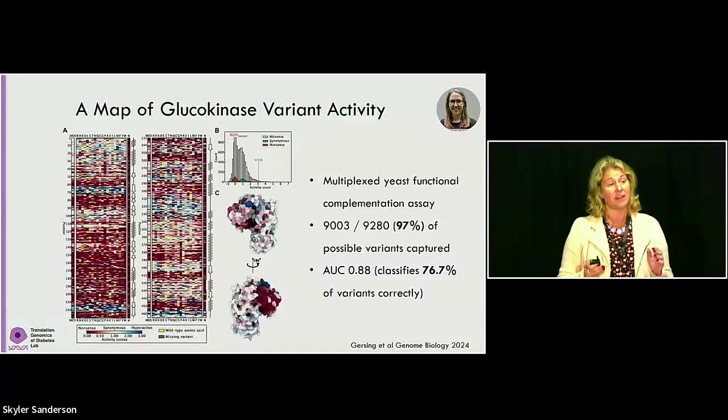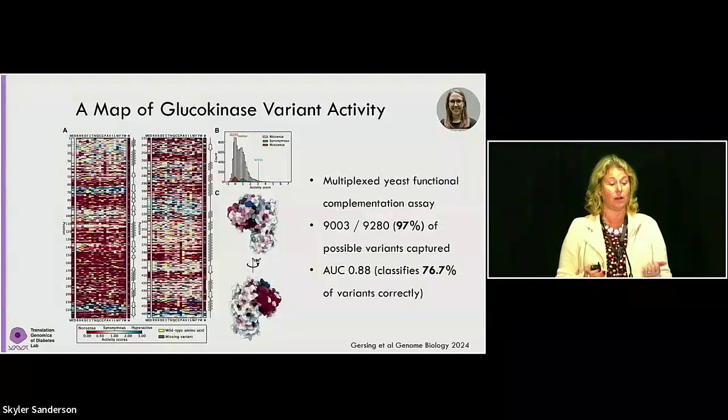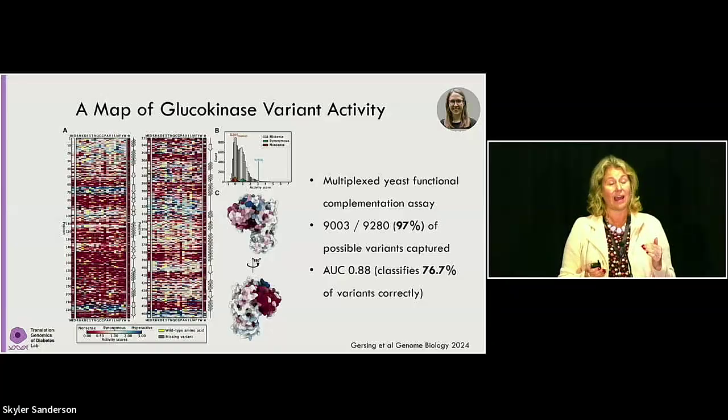We're working with others to deliver maps of variant activity for all monogenic diabetes genes. Here's one example of a yeast functional complementation assay where we took close to 10,000 different variants in the glucokinase gene and we assayed them all in a single assay, and we can now correctly classify just shy of 80% of all variants. So if you order a genetic test, you can use these data to help interpret the significance clinically of that variant.